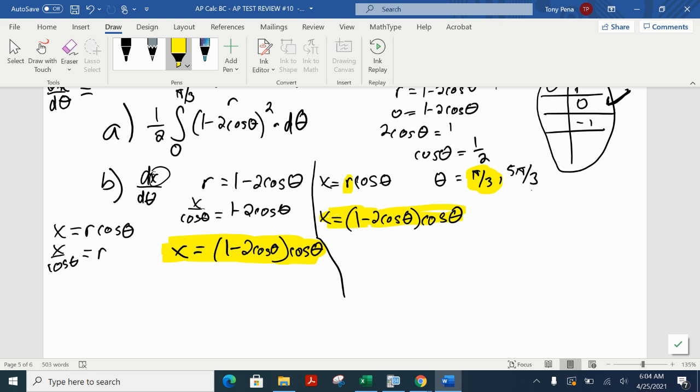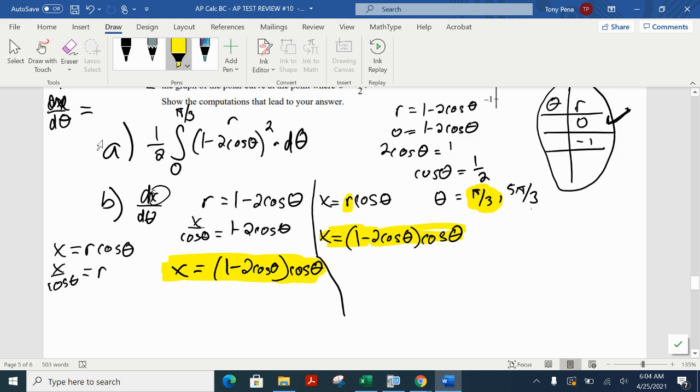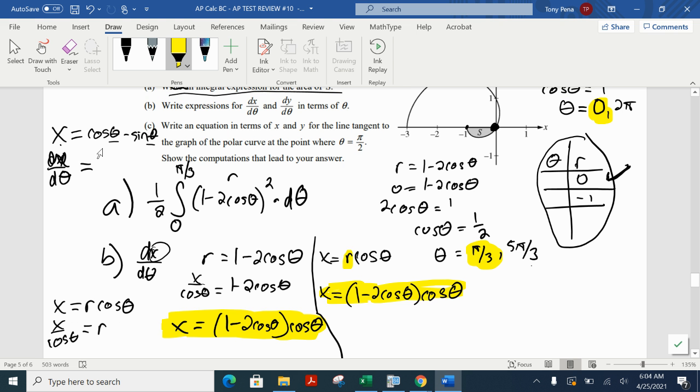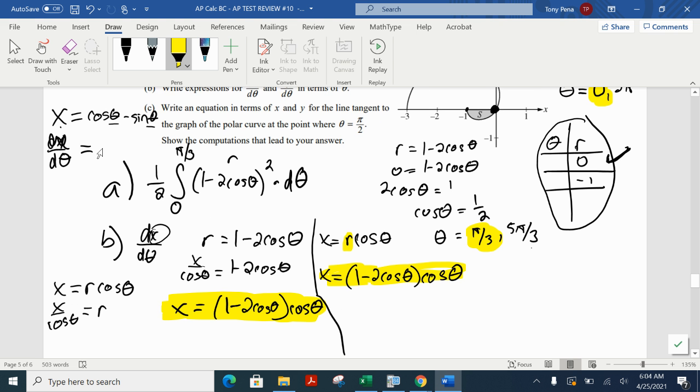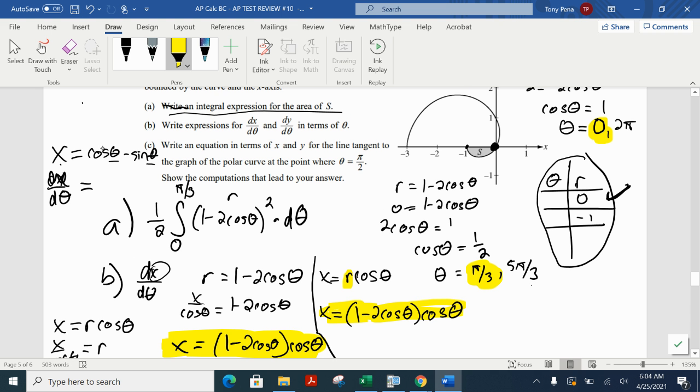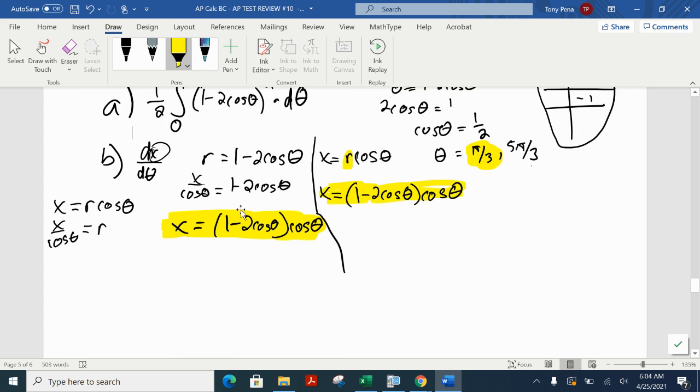That's how you're going to convert them. From there now, let me go back to the directions. You're just going to write expressions for these. So we do need to ultimately take the derivative. We still have to do this one, we'll do that one here in a minute. We now just need to take the derivative of the dx d theta that we have.